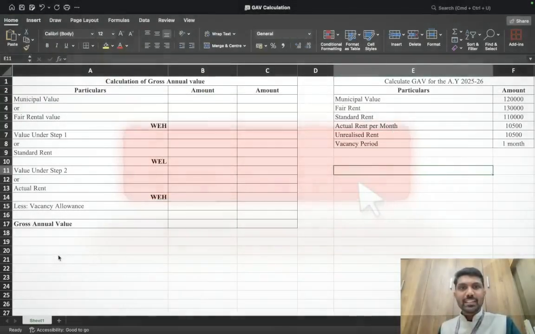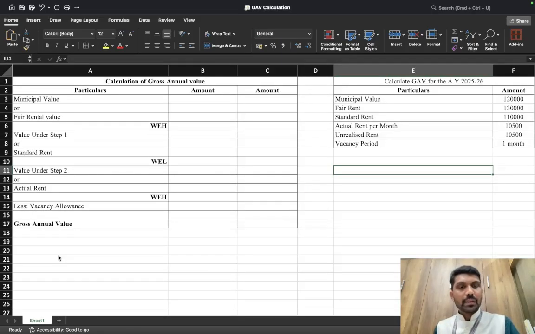Dear students, in this video tutorial we will be discussing how to calculate the gross annual value of a house property. We know that income from house property is the second head of income while calculating the taxable income of an assessee. In that, the first step is calculating gross annual value. So we will discuss how to calculate gross annual value with one example.